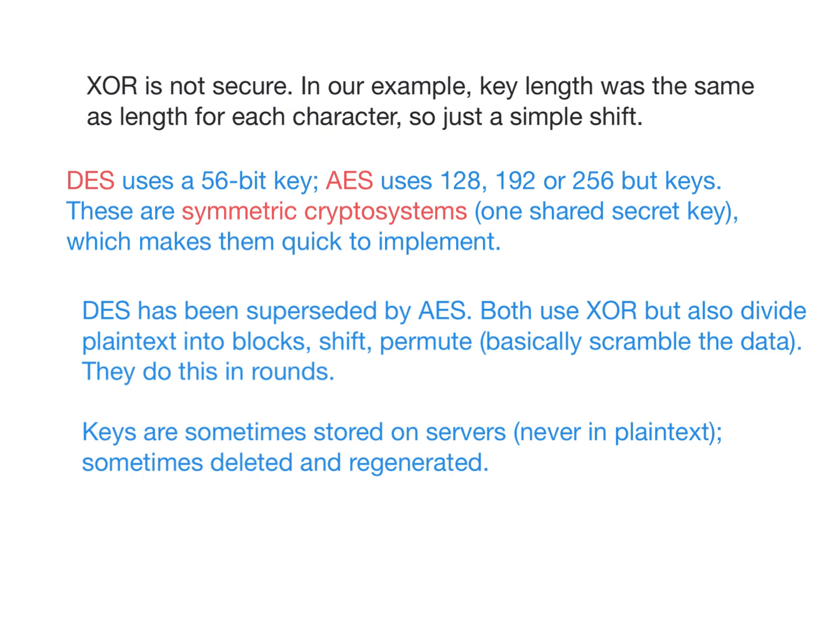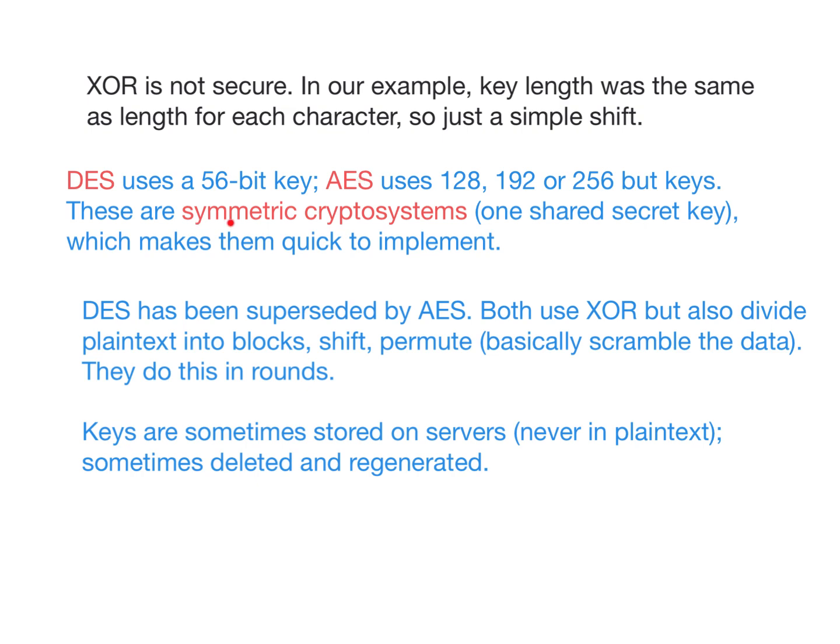But there are two systems that use XOR, DES and AES. DES uses a 56-bit key. So there would be 2 to the power of 56 such possible keys. That is an enormous number to try. AES uses even longer keys. Now, DES is like the old system from the 70s. It's been replaced by AES. So this is pretty much not used anymore.